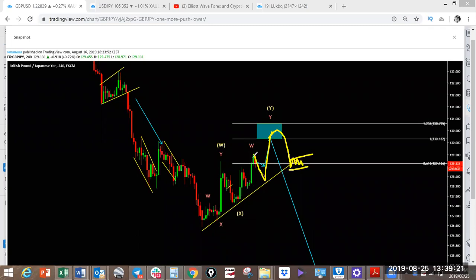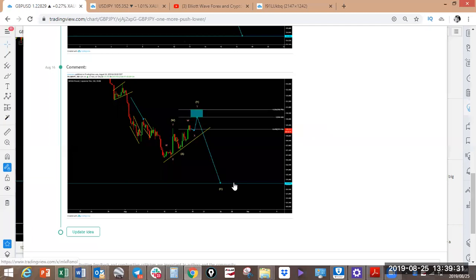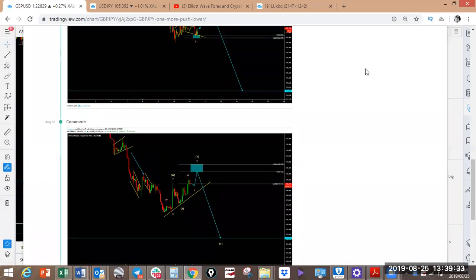Now we have got this one here. It has dropped here, and we are now going to be looking for a setup to the downside. So let's watch this in the week for a drop. Okay, the yen pairs have already started dropping, so this one should follow suit as well.